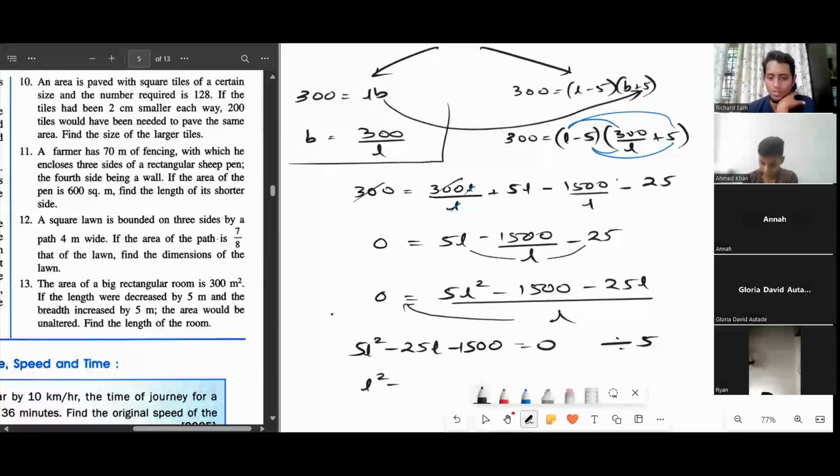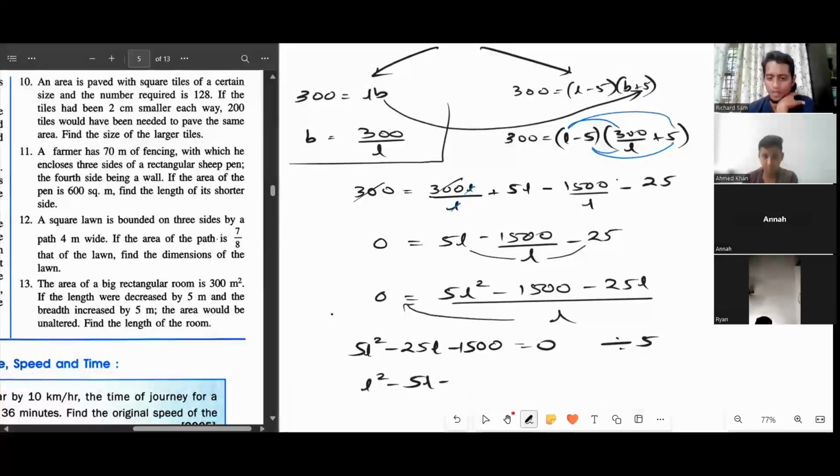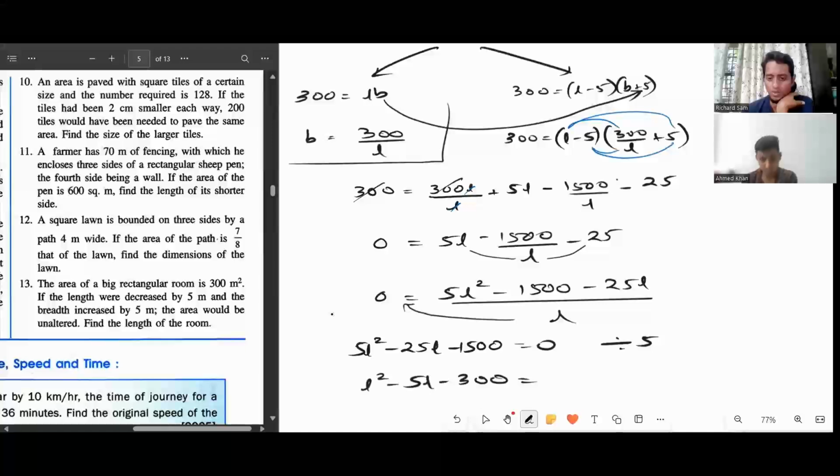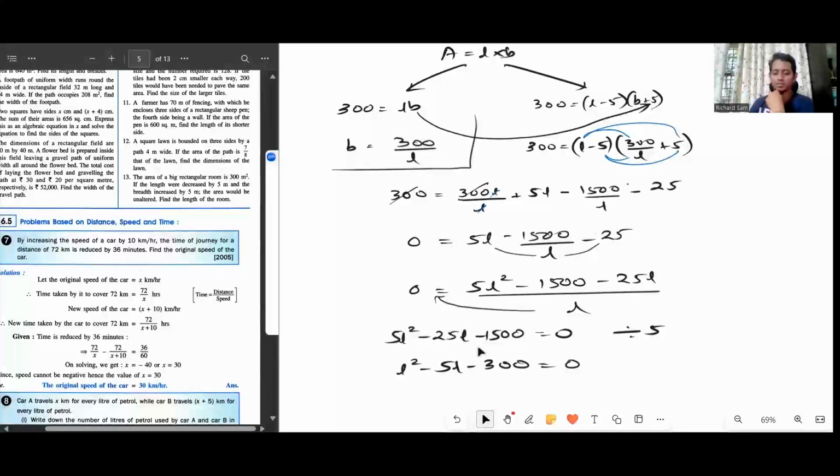You all rejoin the meeting. This is your quadratic equation. We continue solving this quadratic equation and find what is the length, what is L.